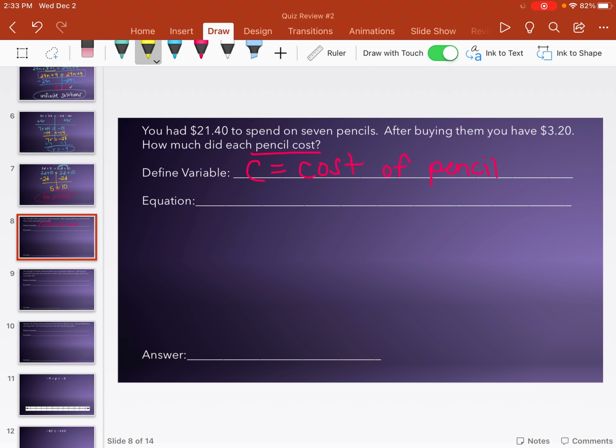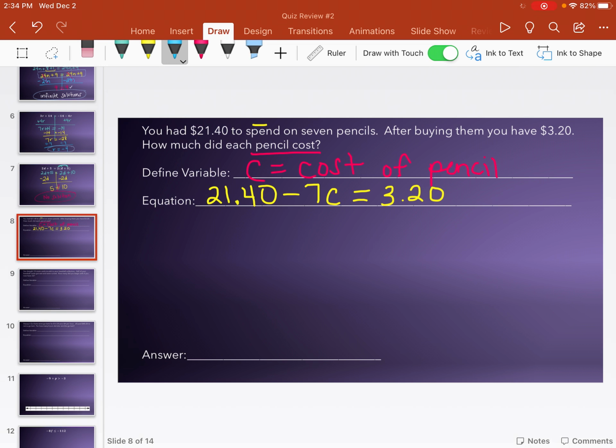So you had $21.40. So that's where I started. I started off with $21.40. And then I spent, which is like subtracting money. So I spend money on 7 pencils. So I'm buying 7 pencils. 1 pencil costs C dollars, but I'm buying 7 of them. So 7 times C. And then after I bought them, I have $3.20 left over. See how I did that kind of in the order that it would happen in real life. I start with the $21, I pay for the pencils, and now I end up with $3.20.